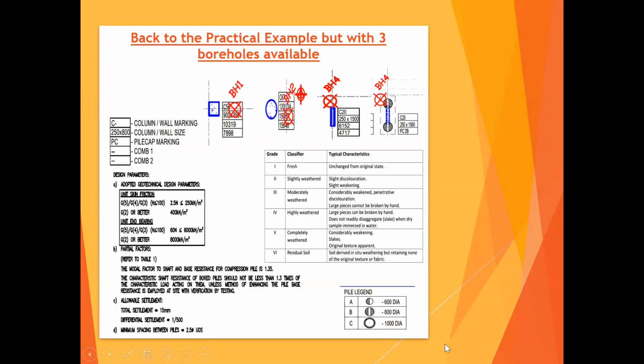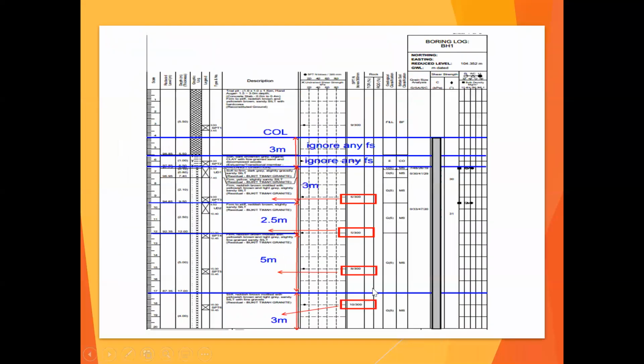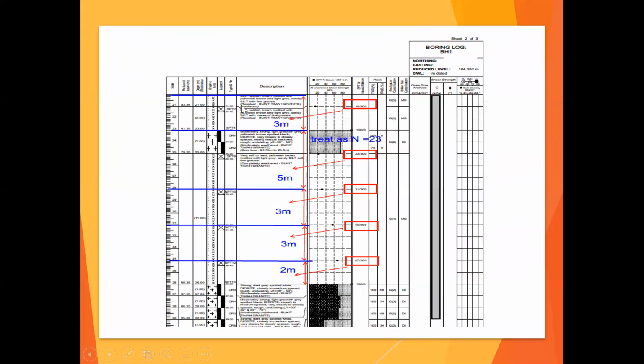Now let's go back to the previous example. Now I add in 2 more boreholes. Actually, there are more than 3 boreholes, but for simplicity I add in 2 more. Assuming again we are talking about the 800 mm bored pile. Now I give you the bore log of each individual borehole. You can notice that this is borehole 1. We have soil, then we have a boulder in the middle, and then we encounter rock.